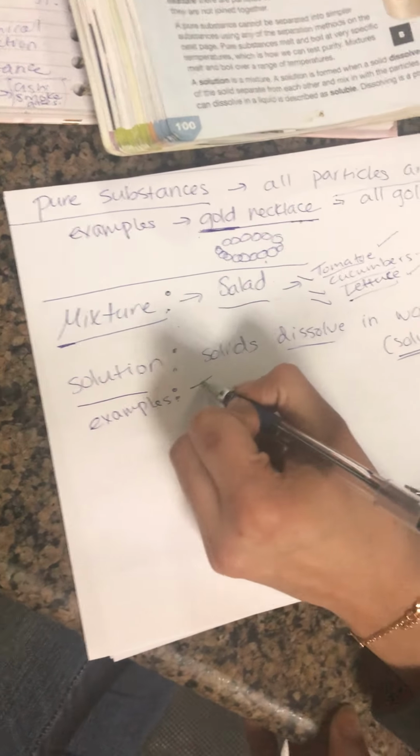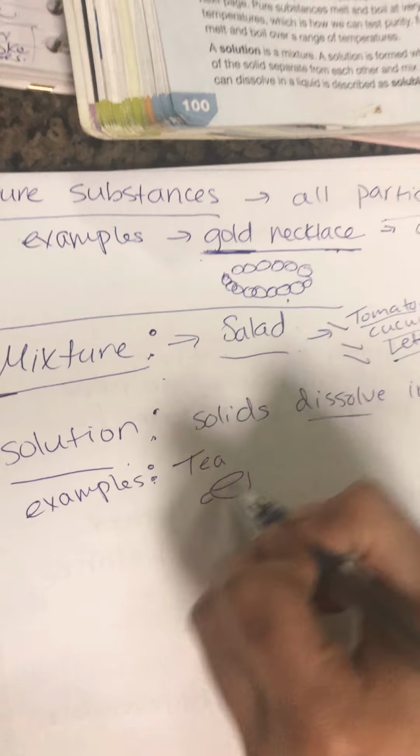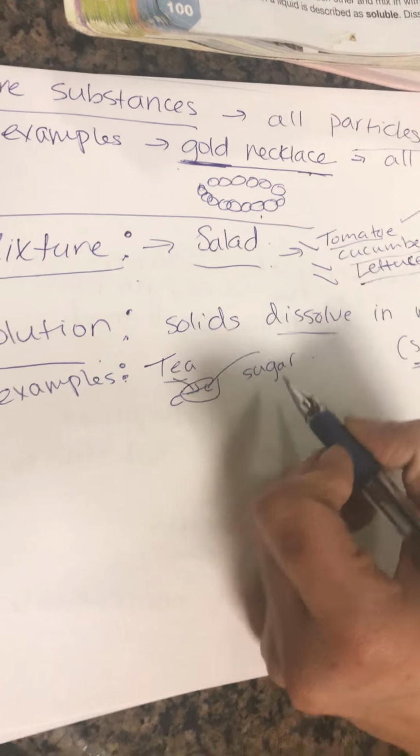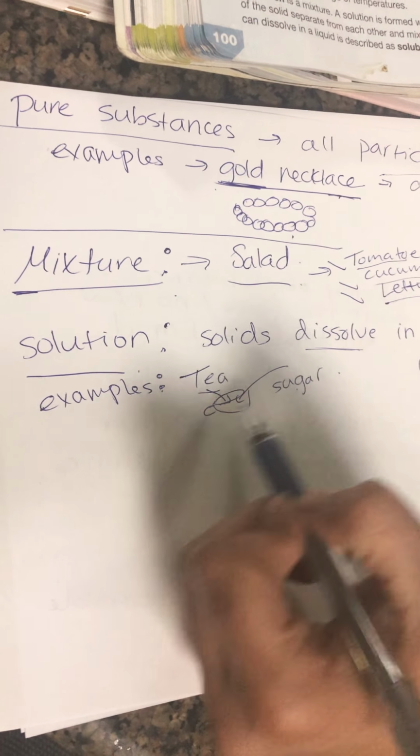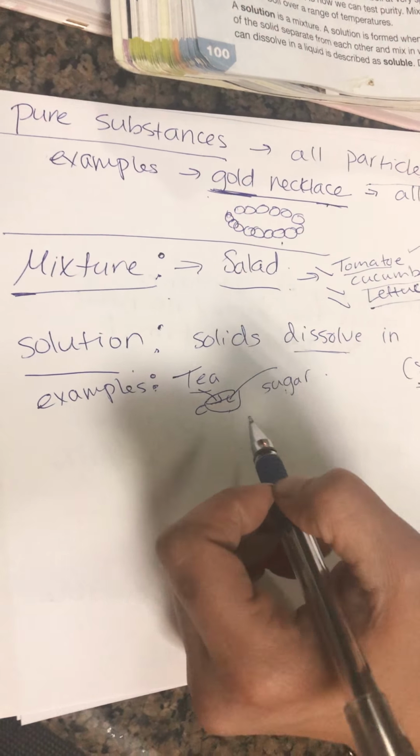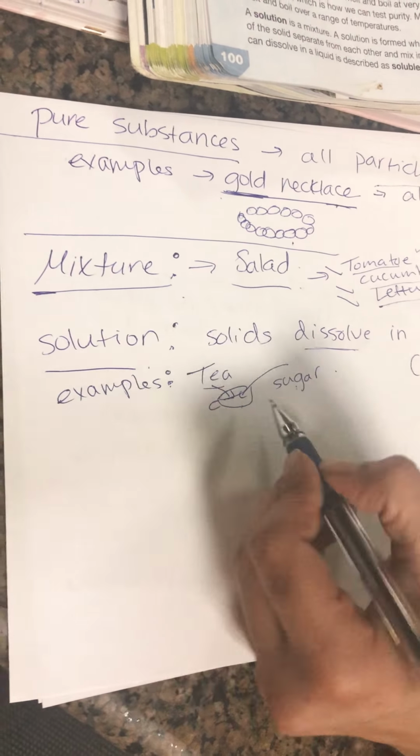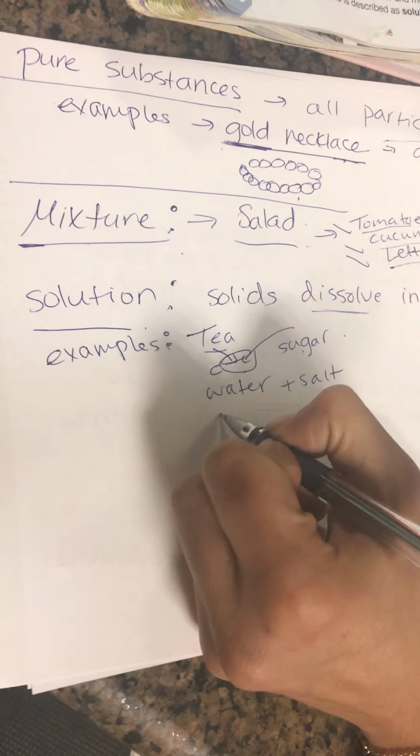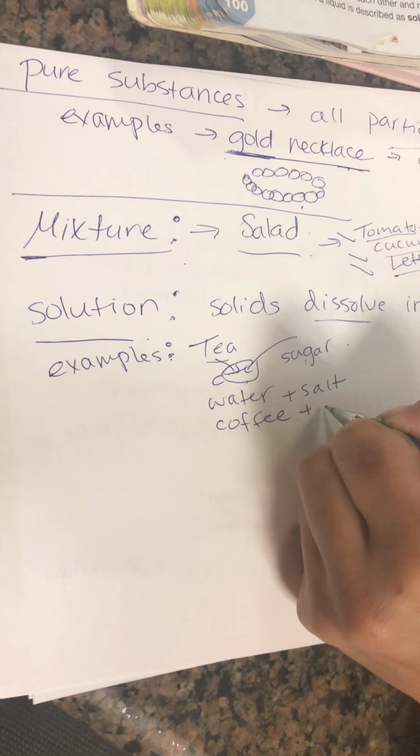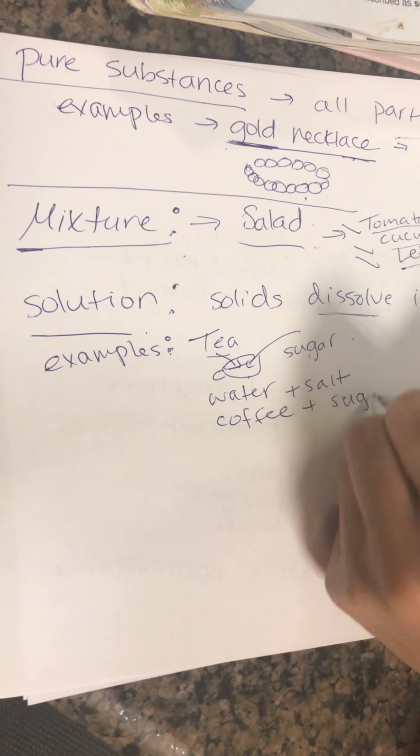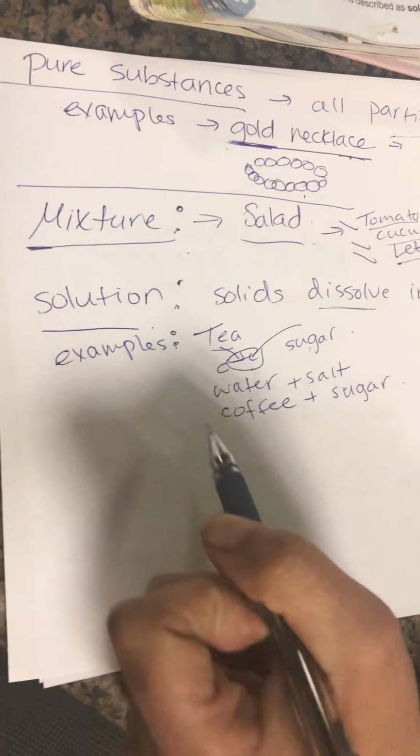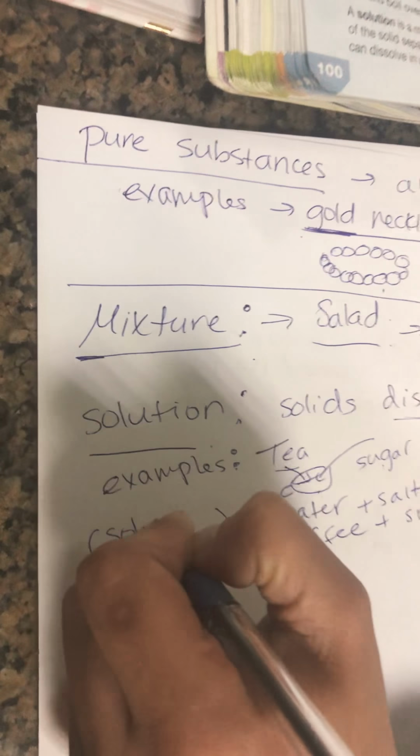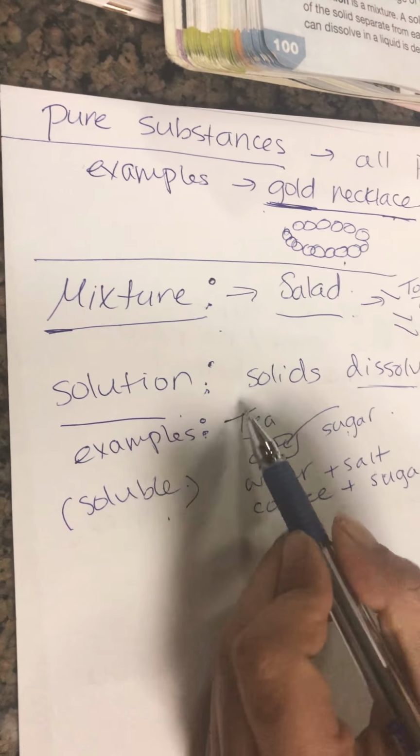For example, if I want to make tea, I add the tea, which is the liquid, and then I add sugar, which is the solid. We all know that when we put sugar in our tea, the sugar will dissolve inside the tea. That is a solution. Another example could be water with salt, or sugar with your coffee. Any solid that dissolves in water is also called soluble. We describe it as soluble. So it is a solution, it is a soluble solution.